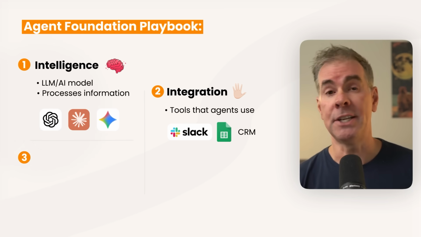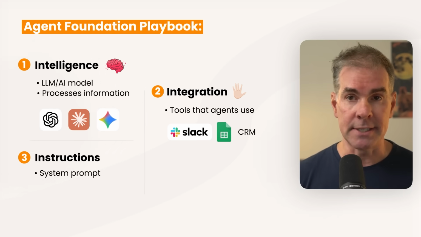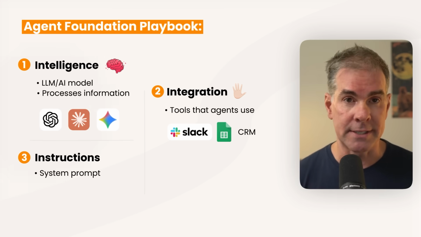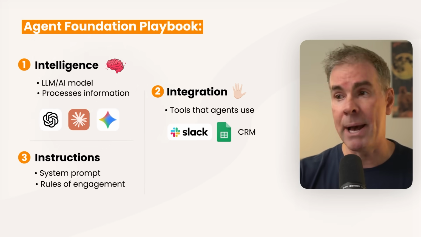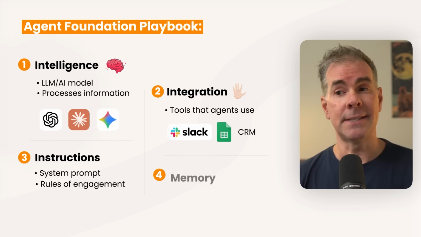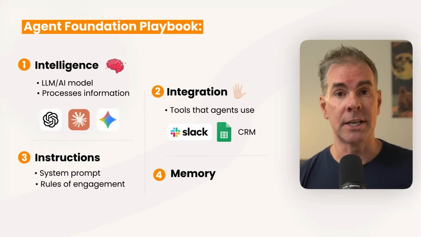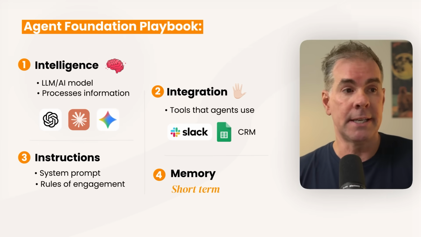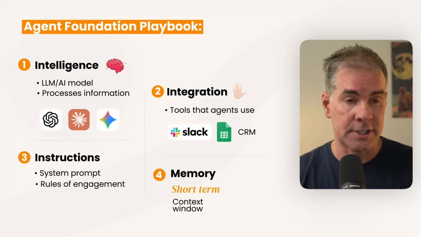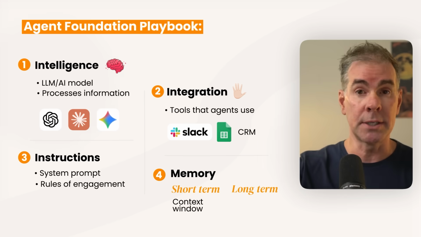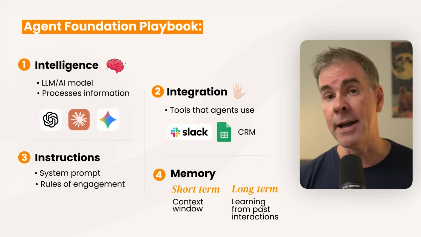And that leads me to foundation number three, which is the instructions. This is the DNA of your agent. This is the system prompt, the instructions that define its personality, its rules of engagement, if you will, its boundaries. And then foundation number four is the memory. This is what separates agents from simple automations. Memory comes in two forms: short-term memory, that's like the context window, for example, remembering what happened in this specific conversation or task. And then long-term memory, that's learning from past interactions and building a knowledge base over time.